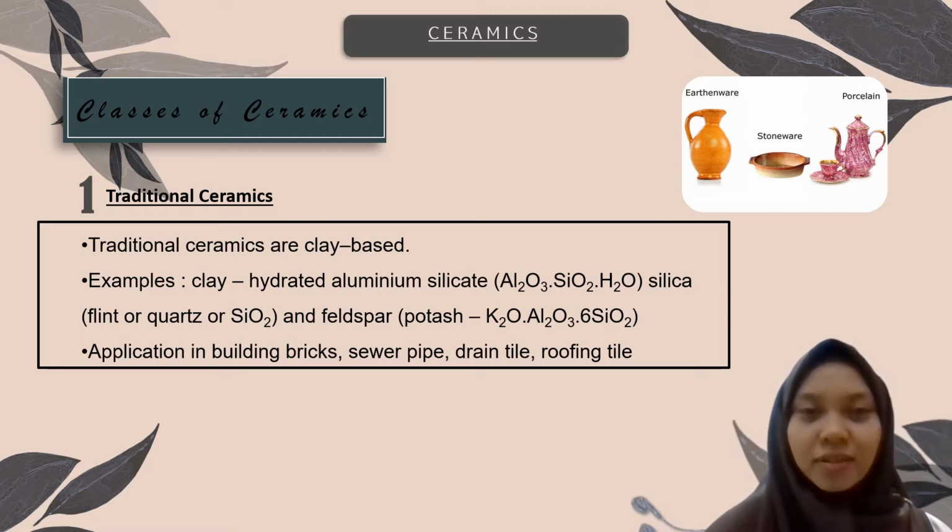Classes of ceramics. The first one is traditional ceramics. Traditional ceramics are clay-based. The nature of this final product is determined by the composition of the clay used, the type of additives employed, and the firing temperature. Examples are clay, which is hydrated aluminium silicate, silica, flint or quartz, and feldspar or potash. The applications of traditional ceramics are in building, bricks, sewer pipe, drain tiles, and roofing tile.